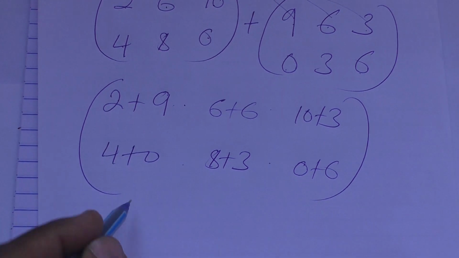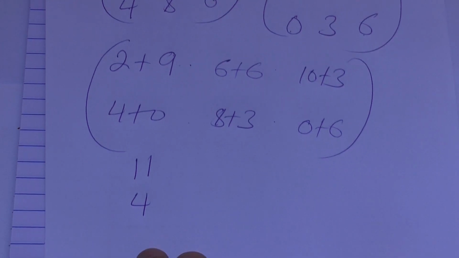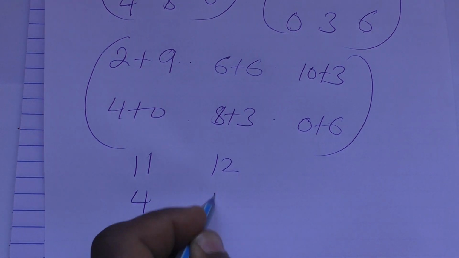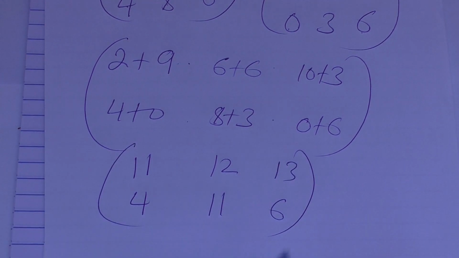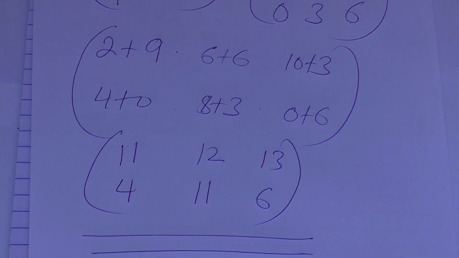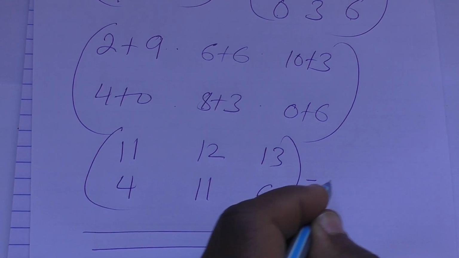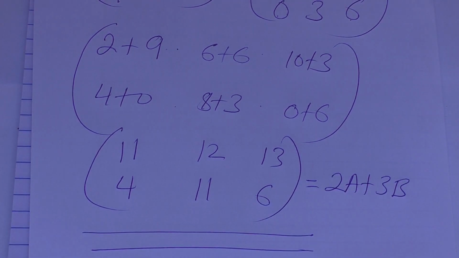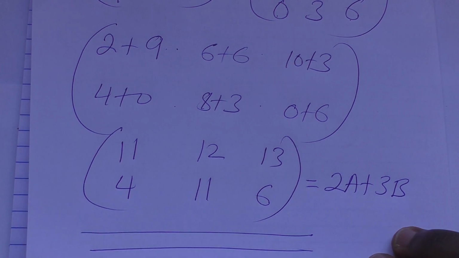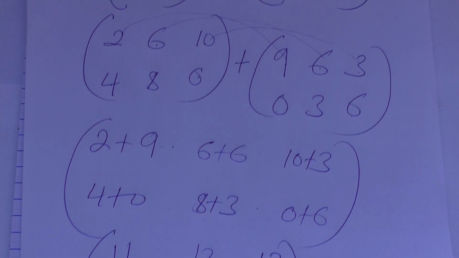So that gives us 11, 4, 12, 11. This is 13, 6. So this is our final matrix, which represents 2A plus 3B. That is how we multiply by scalar and after add.